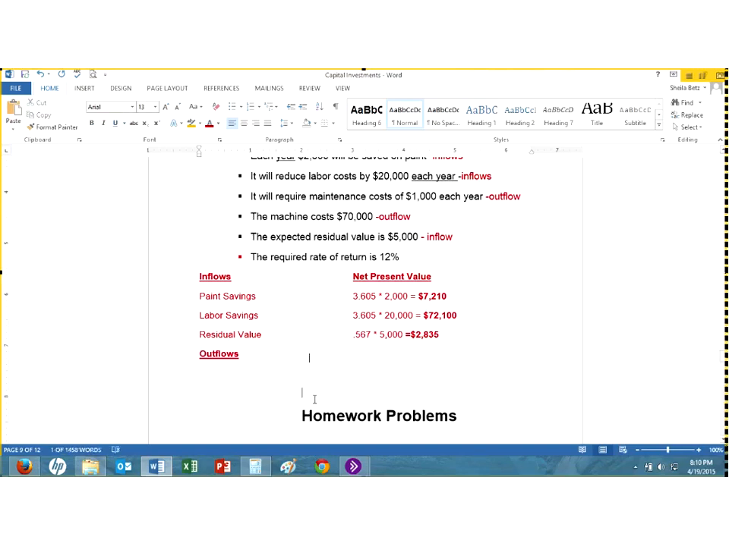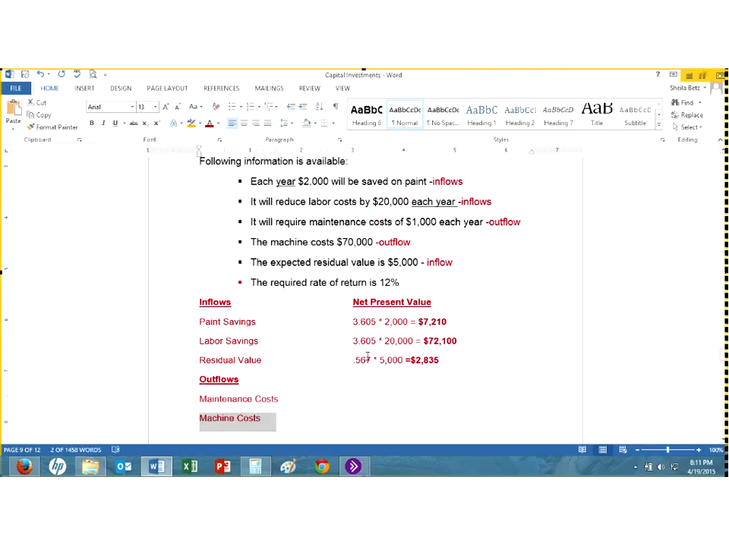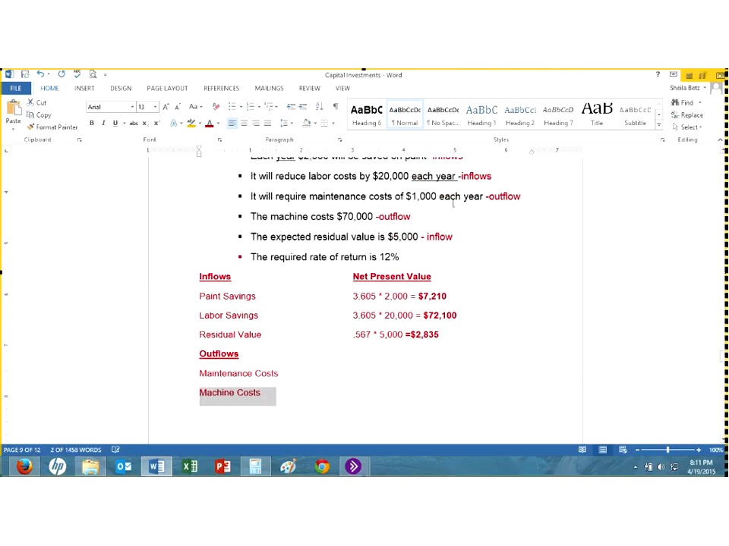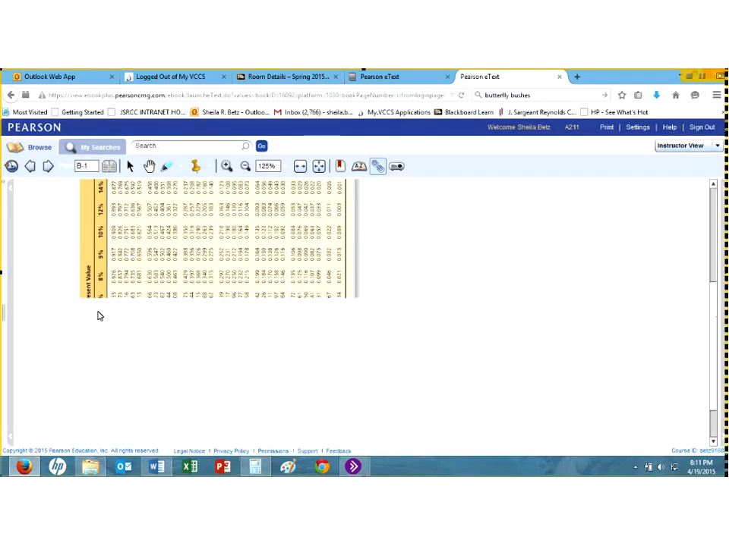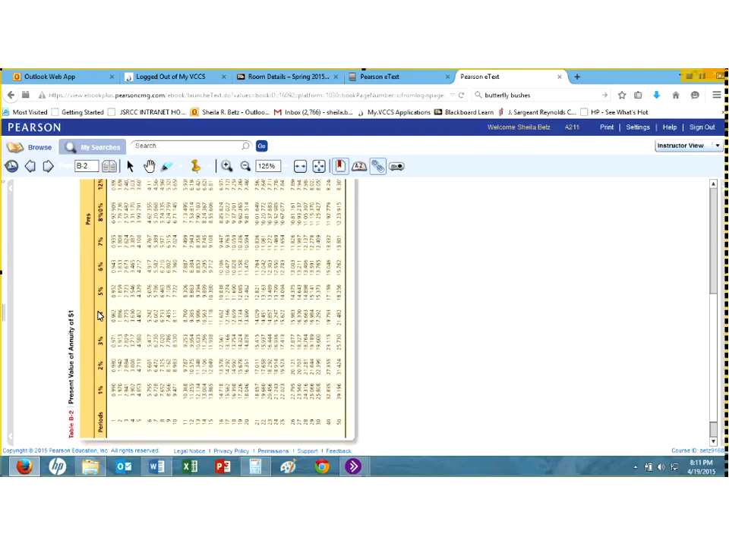So at this point, we've taken care of all of our inflows. Now we just have to worry about outflows. The outflows we have above are the maintenance cost and the machine cost. We got two of them. The maintenance cost is going to be $1,000 each year. So we have to turn that $1,000 we're going to spend in the future into today's terms, and it's going to happen each year. Because it's going to happen each year, we're going to use the present value of an annuity table.